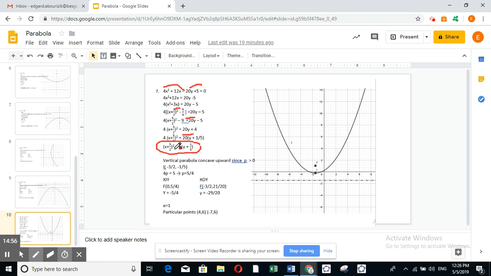In standard form, as we said, it's vertical. P is positive, it is concave towards up. The center is -3/2, -1/5. So if you take this as the new axis, the focus will be from up. So 0 and p, which is 5/4, and the directrix is horizontal, y equal -5/4. I add for every x -3/2, for every y -1/5 here. You're going to get these points, eccentricity is 1, and you can use your calculator to get any particular point.